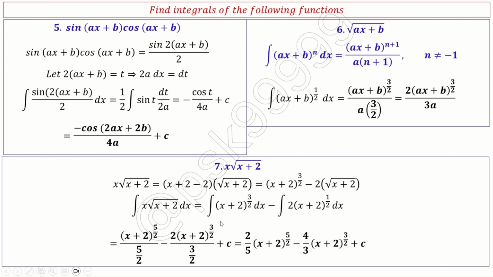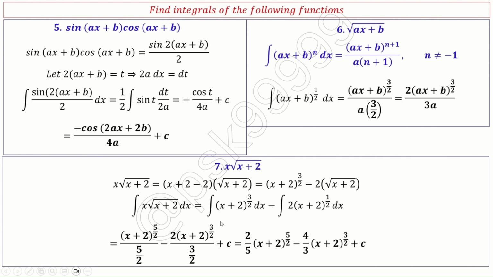x into square root of 1 plus x square. We know that 1 plus x square, if I differentiate, I get the x term, correct, 2x. So I take 1 plus x square as t, 2x dx is dt, or x dx equal to dt by 2. So my integration will become half into 2x into 1 plus x square whole to the power of half dx, correct? The half and 2 get cancelled.